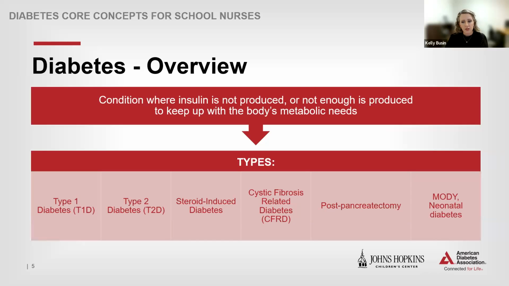And then just for knowledge's sake, some of the even less common forms of diabetes are post-pancreatectomy diabetes, meaning that the pancreas has been removed. And so it's very similar to type 1 diabetes because there's no insulin being produced. And then there's also some rare genetic forms of diabetes called MODY, which stands for maturity onset diabetes in youth, and neonatal diabetes.